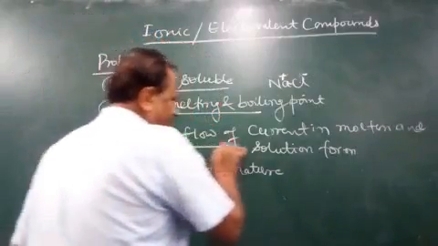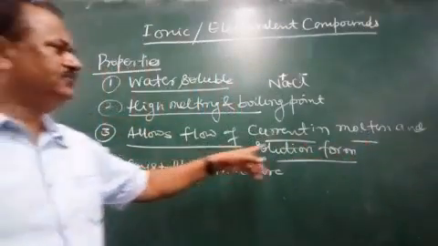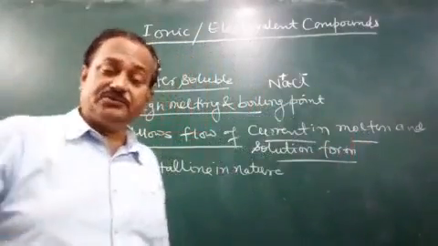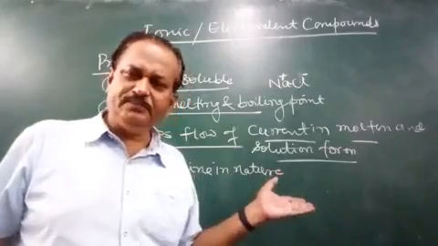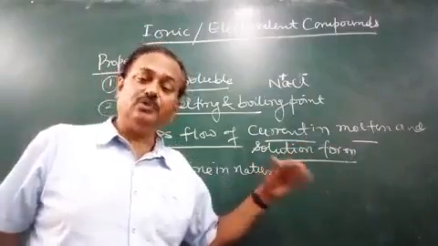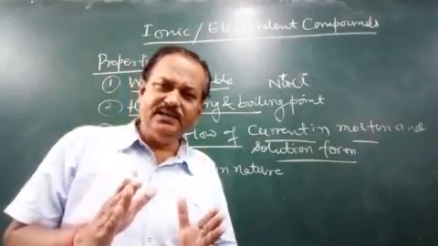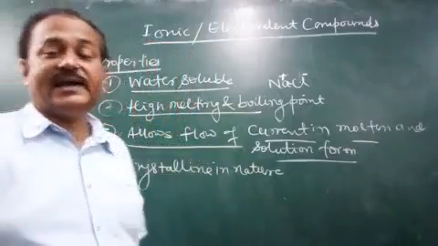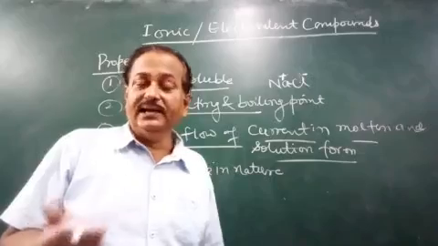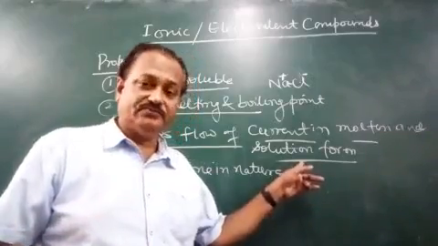Now the third point is that they allow flow of current in molten and solution or aqueous form. It is also a very simple point, because when we melt or make a solution, ions are easily available, and ions can move in the direction of the applied current. So they are able to act as conductors in the molten state as well as in solution form.